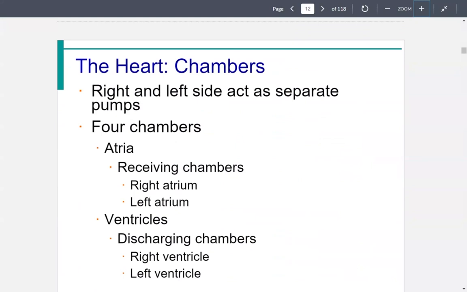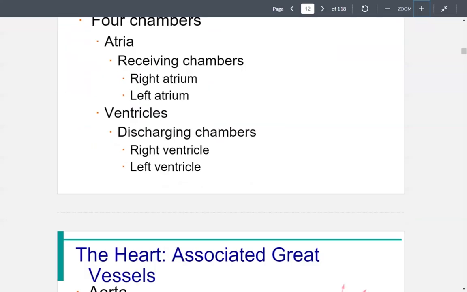The heart has 4 chambers, 2 on top, 2 on bottom, 2 on the right, 2 on the left. These 4 chambers are the atria on top. These are receiving chambers. The right atria is going to receive blood from the body, and the left atria is going to receive blood from the lungs. On bottom, we're going to have the 2 ventricles. These are referred to as the discharging chambers. The right ventricle is going to pump blood to the lungs, and the left ventricle is going to pump blood to the body.